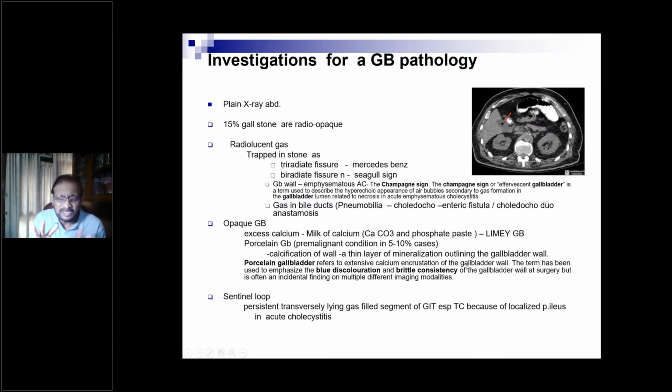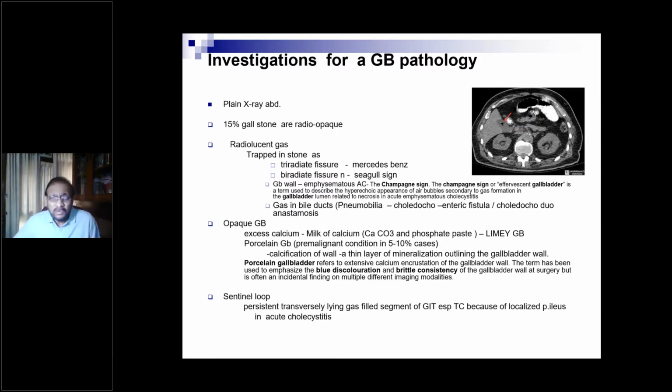Now coming to the last part of today's lecture, that is the investigations of gallbladder pathology. And what are the investigations? First, let's talk about the plain X-ray of the abdomen. You say it's absolutely useless. Why advise a plain X-ray of the abdomen in gallbladder disease? 15% of stones are radiopaque, we know that. 85% are not. Only 15% you can see on a plain scagogram. But it can give you a lot of other information.